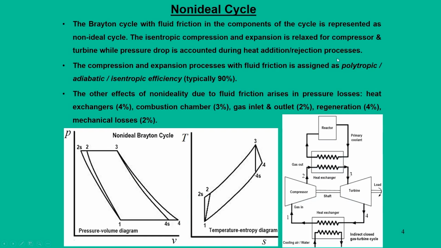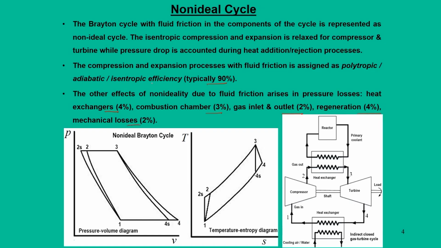In a typical non-ideal cycle, or in a workable mode, we expect isentropic efficiencies in the range of 85 to 90%, whereas there is other non-ideality due to friction that can happen in other components like the heat exchanger, combustion chamber, gas inlet and outlet, regeneration, and mechanical losses.